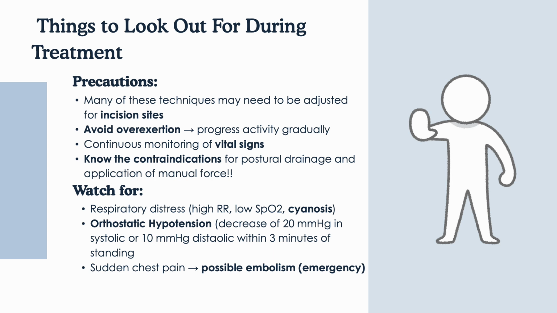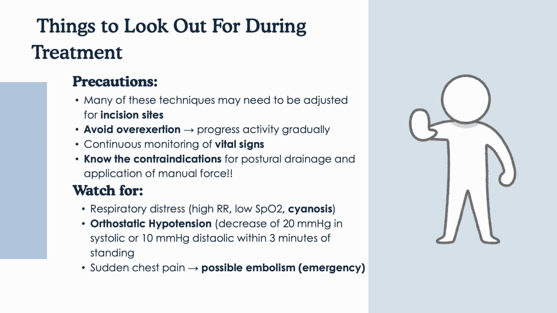And then things we are going to watch for. We really want to watch for respiratory distress. They might present with high respiratory rates, or they might be cyanosed, and this would indicate that they're not getting enough oxygen. And also for orthostatic hypotension, if they've been bedridden for long periods of time, it's really possible that they will not tolerate an upright position.